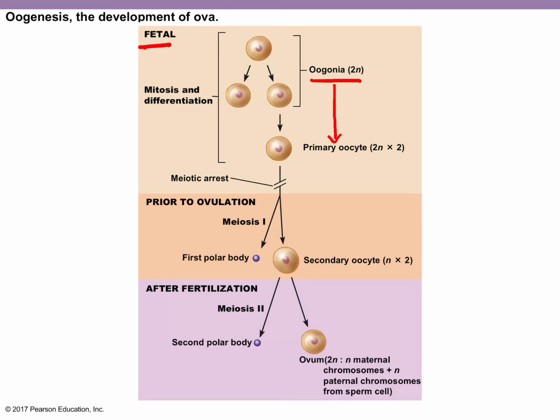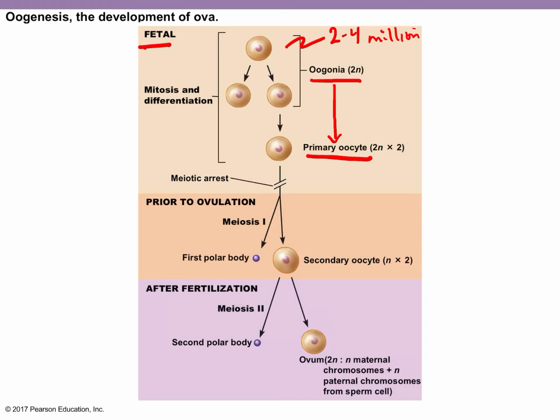These primary oocytes are actually still 2N, because they haven't completed meiosis 1, which would actually create a haploid cell. So they're still 2N, and they're arrested. And of the oogonia, there's a lot of these guys. There are 2 to 4 million clones in the ovary, so 2 to 4 million of these guys.